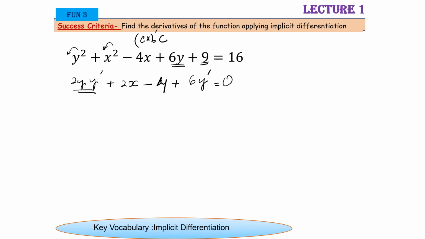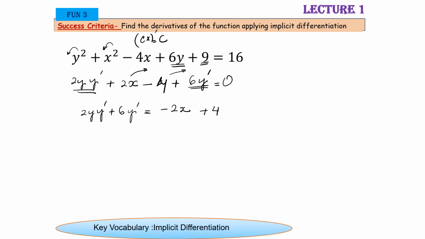Now keep the y prime terms on the left hand side, meaning 2y y prime plus 6y prime, keep them on the left side and bring the other terms to the other side. So plus 2x goes on the other side of the equality sign, it will give you negative 2x. Similarly, negative 4 goes to the other side, giving you positive 4.